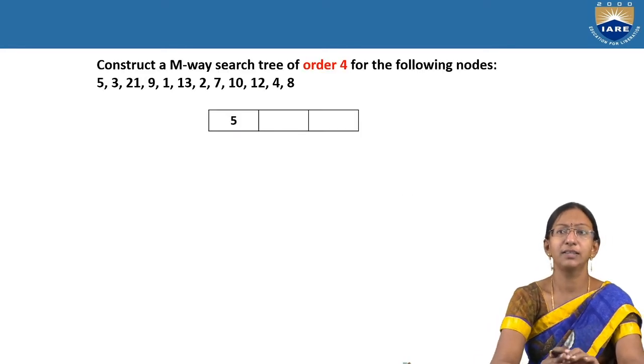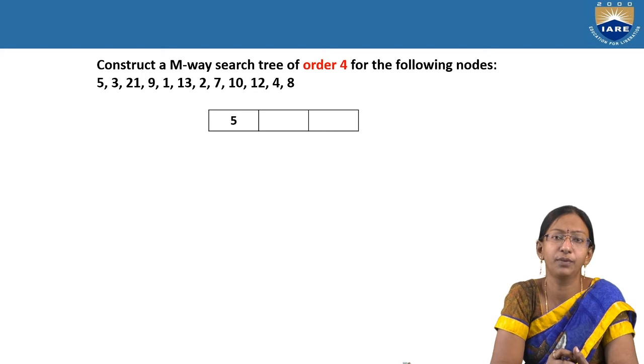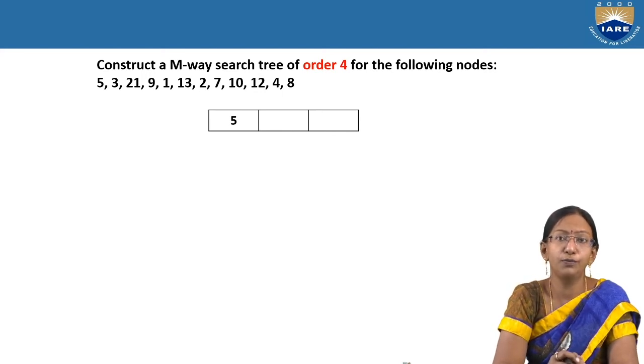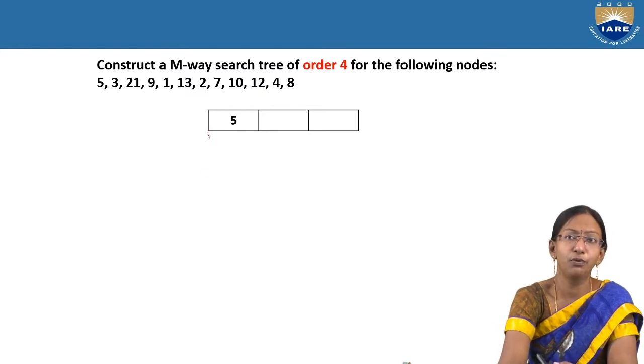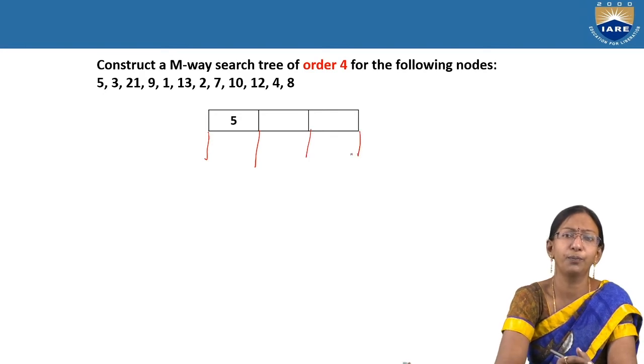Let me take another example of order 4. Okay, you can see random values are there. It is of order 4. What do you mean by order 4? It can have 4 children: 1, 2, 3 and 4. How many keys? 3 keys, say K1, K2 and K3.